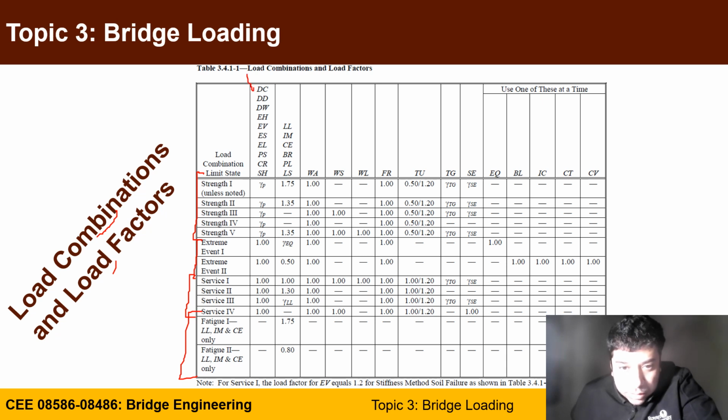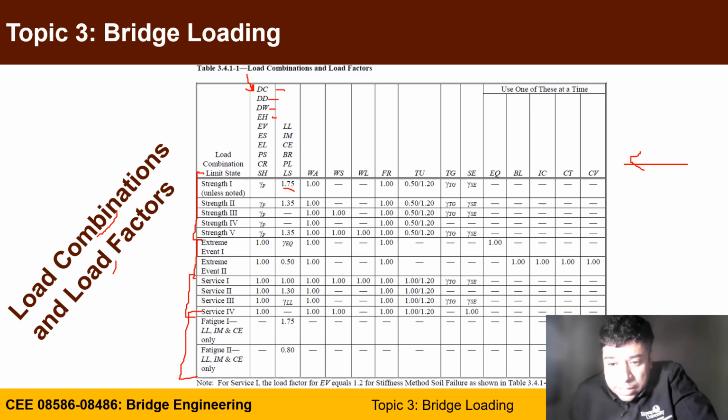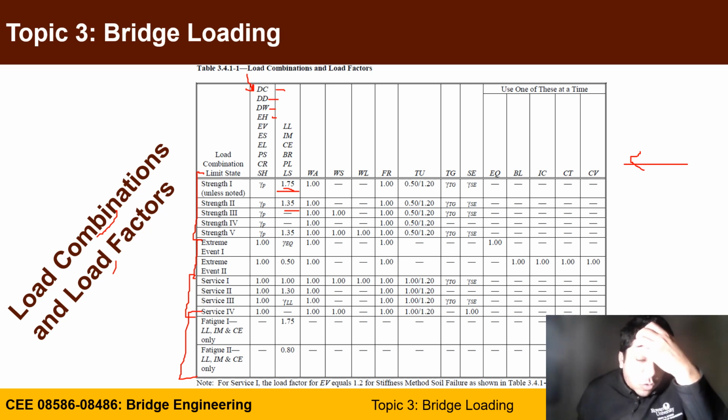You have all the loads here, like DC, DW, DD, EH, as you will learn all of the terminology. Live load, IM is impact factor or dynamic load allowance, etc. So those are the types of loads, and here is where you can find your load combinations. It's a little bit tricky, not as straightforward as in buildings where your dead load is 1.2 and live load 1.6. Here the live load in Strength 1 is 1.75 and in Strength 2 is 1.35. We will go load by load, defining each load and most of the load combinations here.